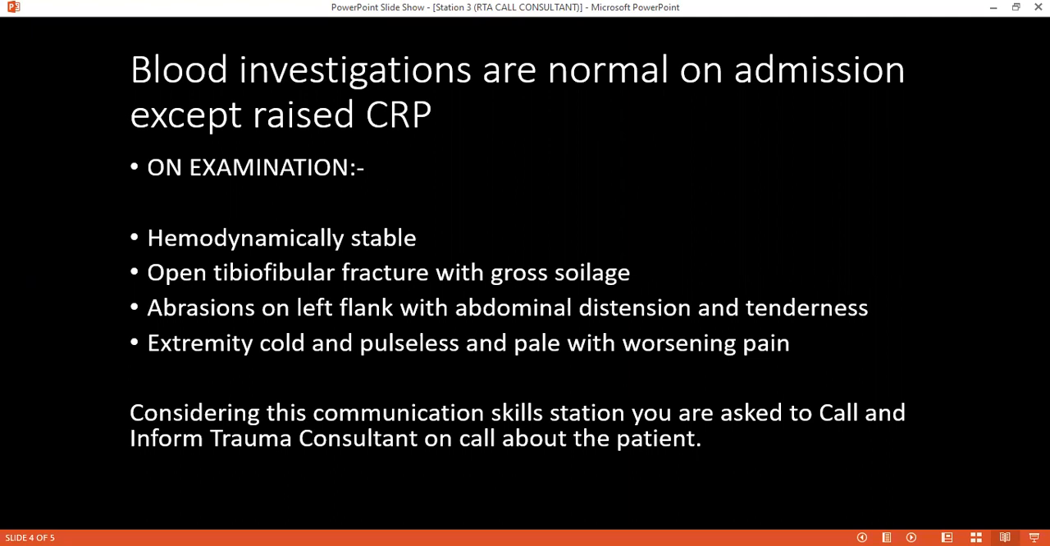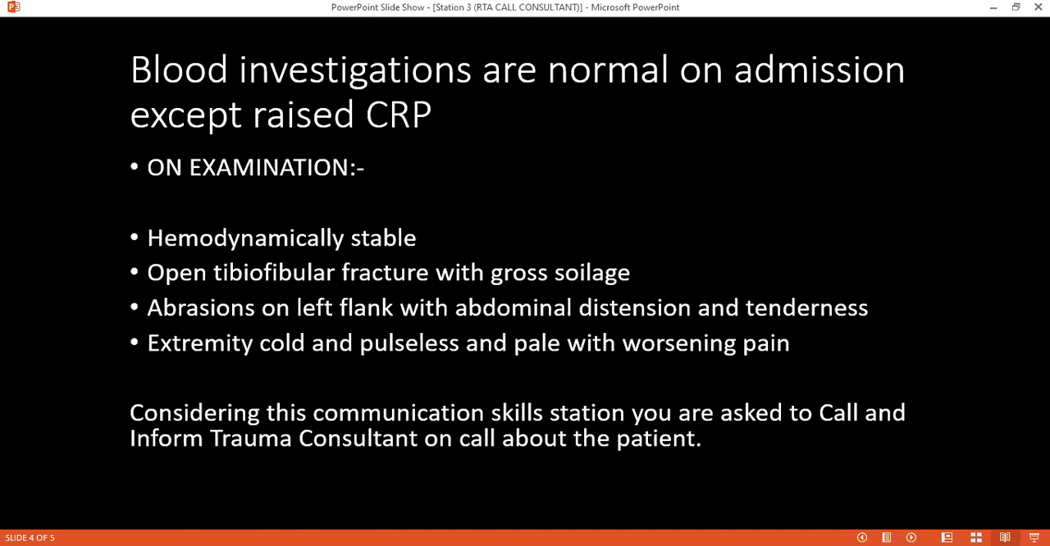Why would you involve the plastic surgeon? Because of the tibial fractures. And the abrasion on the abdomen. What would be the involvement of the general surgeon in this case? Because the patient might need laparotomy as there is intra-abdominal collection. Yes, and the wound and the compartment syndrome.